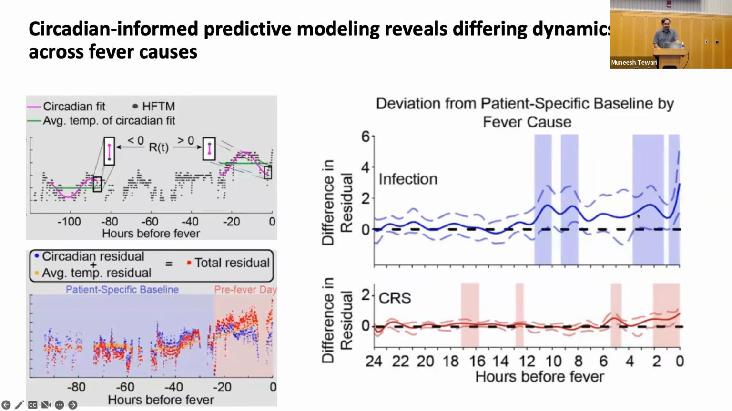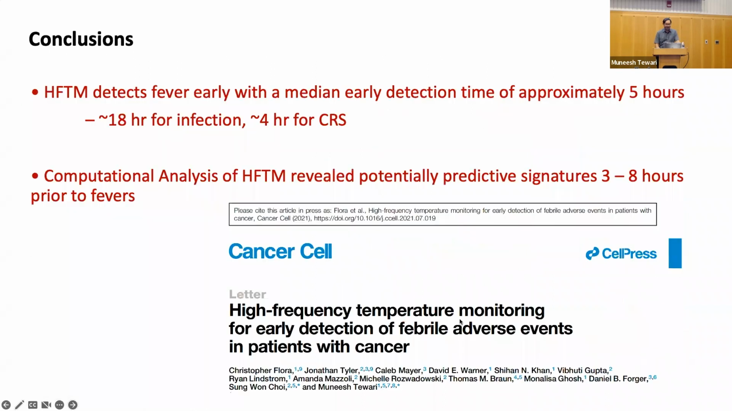I think the statistical significance, the specific timing of when that shows up, but at least closer to the fever, it seems like there is signal. And of course that signal is much closer to the actual time of fever only with the cytokine release syndrome, which, as I told you, even clinically happens really quickly. So the bottom line here is that we found that you can detect the fever early with this wearable device to measure the temperature, and that the computational analysis can identify at least a potential signal, maybe 3 to 8 hours before, but that has to be kind of nailed down.